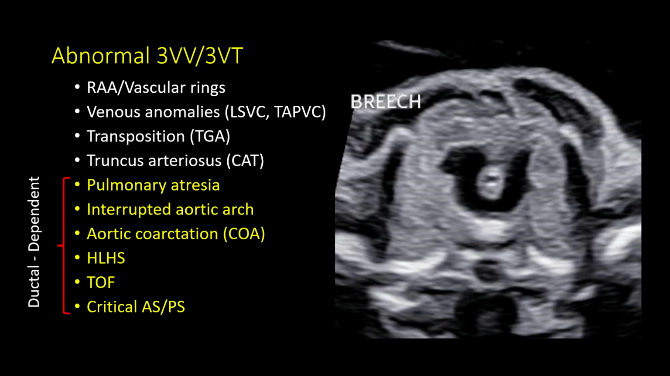And most importantly, the ones highlighted in yellow, these are ductal-dependent lesions, and these can really only be diagnosed in this view. This is a very critical view to diagnose and to rule out whether any of these anomalies are going to be ductal-dependent lesions.